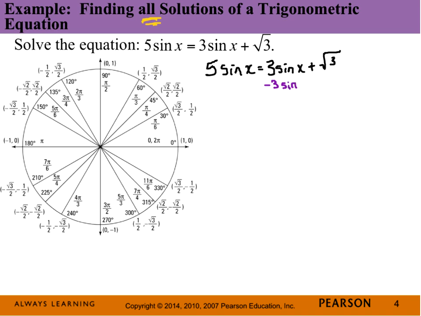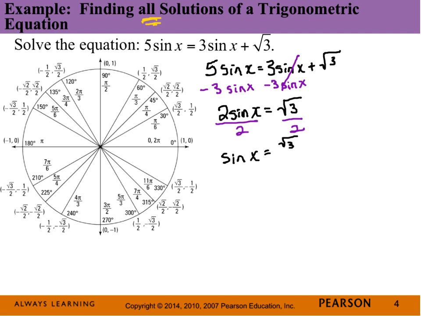So I'm going to subtract 3 sine of x from both sides. There's a 0 pair, so I'm left with 0 plus the square root of 3 on the right-hand side. And if I have 5 of these things called sine of x, and I take away 3 of these things called sine of x, I'm left with 2 sine of x, equaling the square root of 3. Okay, so I still need to divide by 2 to isolate the function. And that leaves me with the sine of x equaling the square root of 3 over 2.